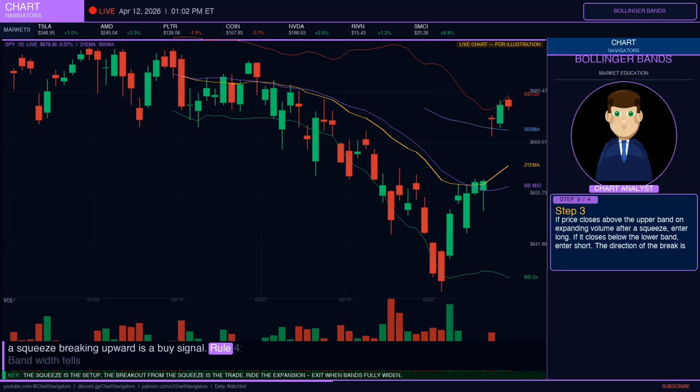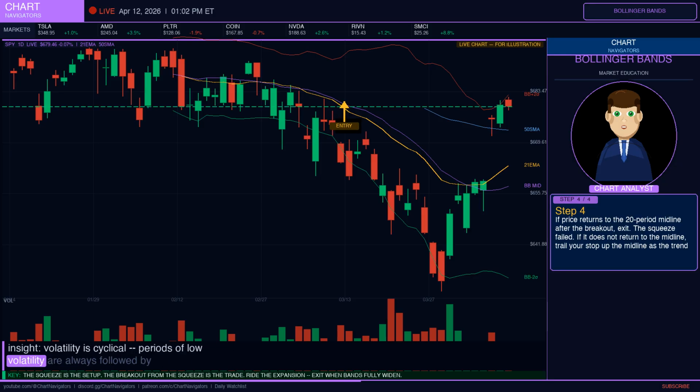Rule 4. Bandwidth tells you volatility. Narrow bands mean low volatility. Wide bands mean high volatility. John Bollinger created these bands in the 1980s with one core insight. Volatility is cyclical. Periods of low volatility are always followed by high volatility.